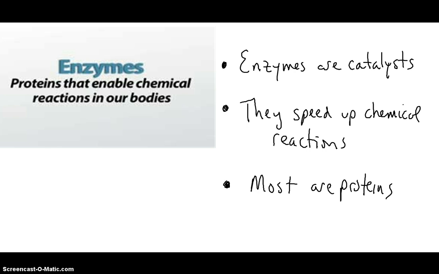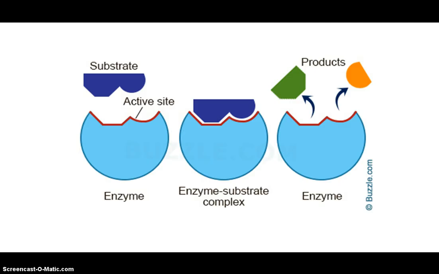So enzymes are proteins that enable chemical reactions in our body. So enzymes are catalysts. And what that means is that they speed up chemical reactions. And the enzymes that we're going to be talking about are all proteins, and we'll go from there. So we're going to be looking at proteins that speed up chemical reactions inside the human body.